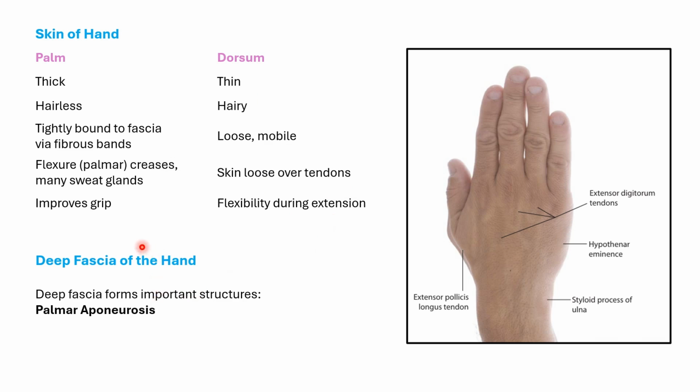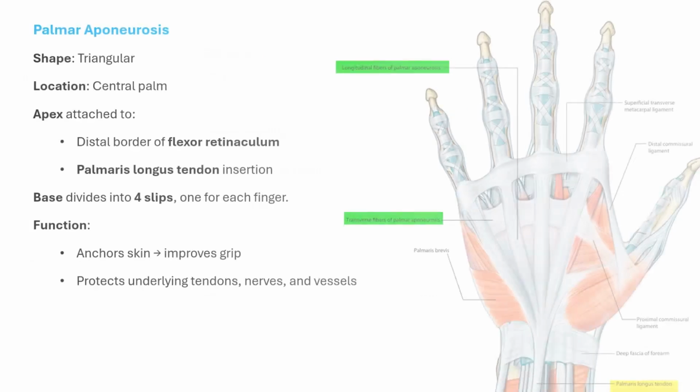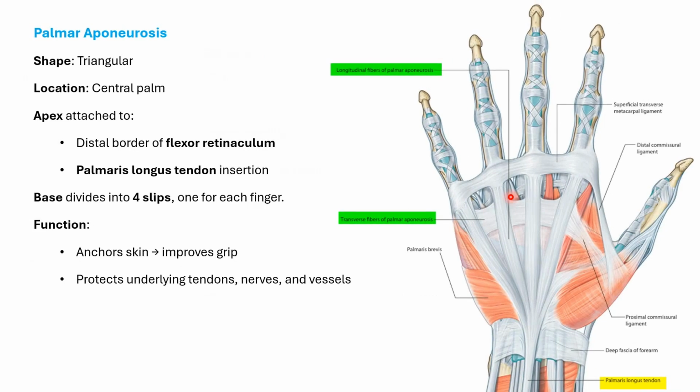Now we learn about the deep fascia of the hand. Deep fascia forms important structures. An example is the palmar aponeurosis. You can see this is the dorsum of the hand. Now we learn about the palmar aponeurosis. You can see this is the palmar aponeurosis.